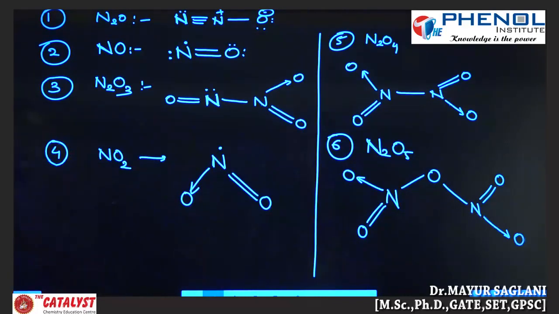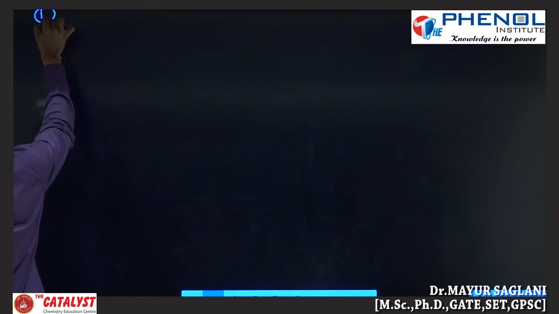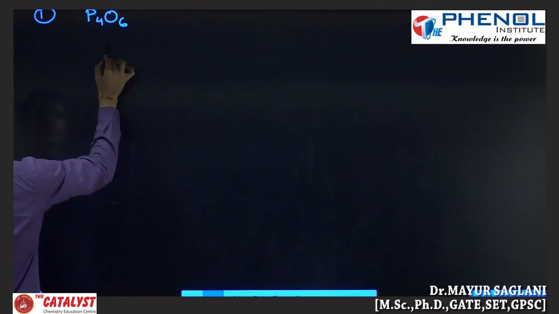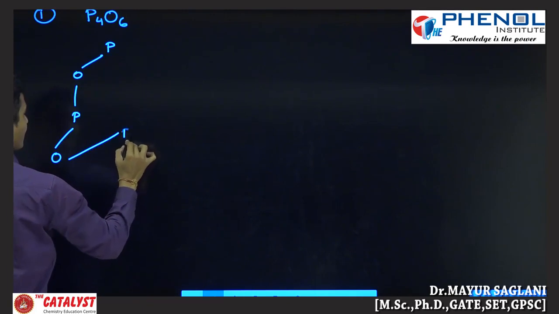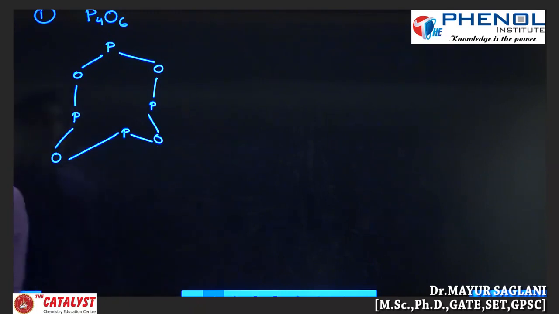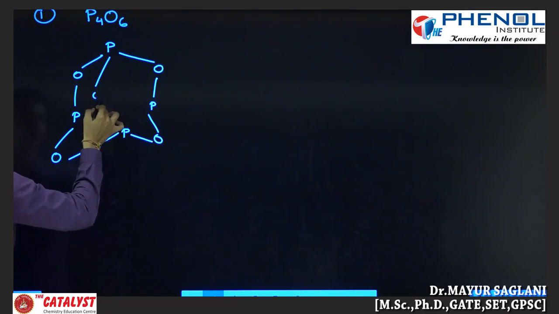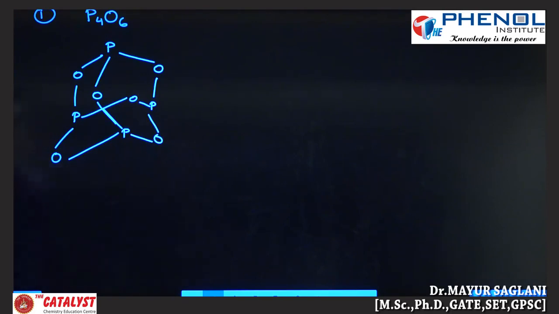Next we will see the structure of phosphorus oxides. First of all, I will write the structure for P4O6. It is an easy structure, there will be all P-O-P bonds. There is nothing new in this structure. This one is the 4 oxygen atoms, 4 phosphorus atoms, and there will be 2 oxygen atoms in the bridge. So this one is the structure for P4O6.